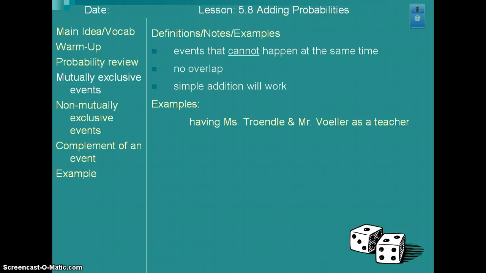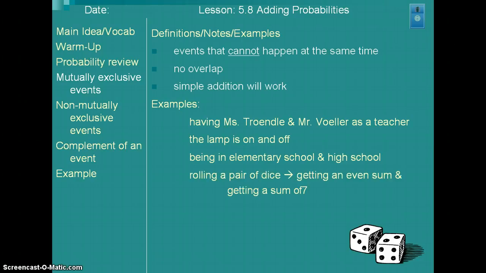A couple of examples of mutually exclusive events. Having Ms. Trundle and Mr. Voller as a teacher. You wouldn't have both Ms. Trundle and Mr. Voller as a teacher because they both teach social studies, and you wouldn't have two different social studies teachers. So this would be a mutually exclusive event. Your desk lamp being both on and off is mutually exclusive. It cannot be on and off at the same time. It's definitely one or the other. Being in elementary school and high school at the same time, that's definitely a one or the other. You would not be in both at the same time.